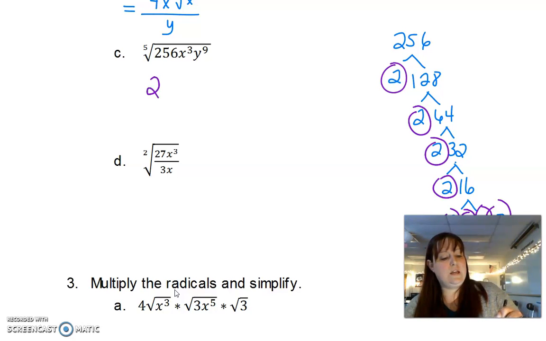So this is 2 to the 8/5, x to the 3/5, y to the 9/5.